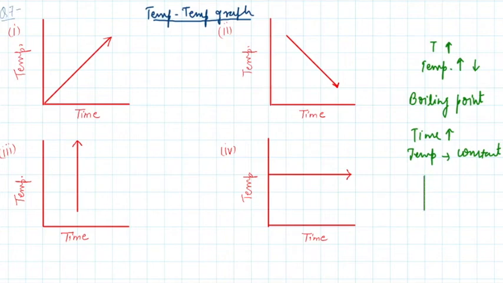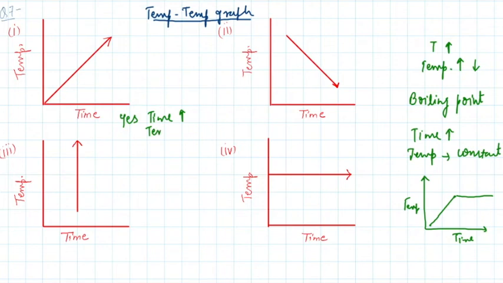If I take time here and I take temperature here, when I am increasing the time, the temperature might increase. But if the water reaches its boiling point, even with the increasing time, you will get a flat graph. There will be no change in the temperature, right? So we have to study these 4 graphs. Is this graph, if you see, a possible time temperature graph? Yes, because what is happening in this graph? As time is increasing, temperature is also increasing. So this graph is possible.